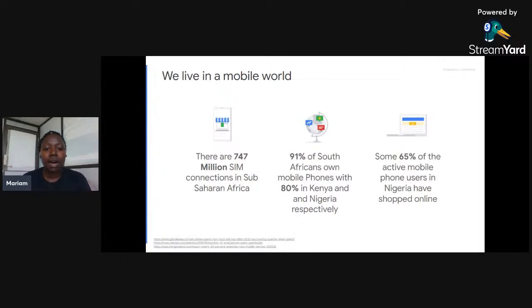You can see that you have 747 million SIM connections in sub-Saharan Africa. So when we say sub-Saharan Africa, someone can share with us on chat which country you know that is actually in sub-Saharan Africa. And 90% of South Africans own mobile phones, with 80% in Kenya and Nigeria, respectively. So as Ugandans, our figures are also around there, about 70 to 80% of Ugandans currently own smartphones. And 60% of active mobile users in Nigeria have shopped online.